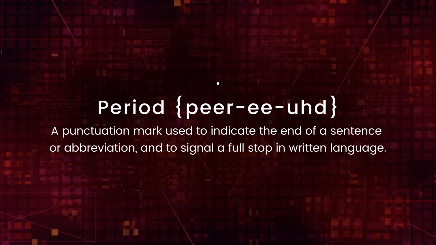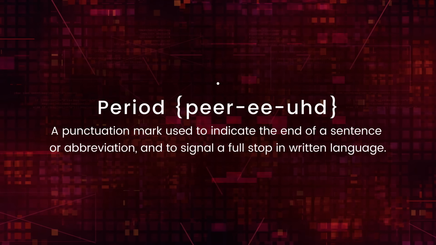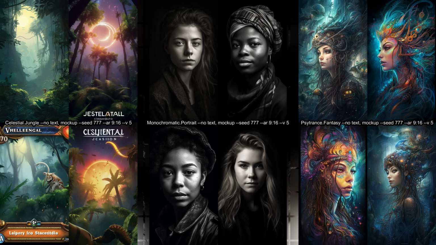Now that we've covered that, let's turn our attention to the period symbol. Period. A punctuation mark used to indicate the end of a sentence or abbreviation, and to signal a full stop in written language. I feel like I have seen some of the images already before, but there are some alterations. Again, not so happy about the Celestial Jungle images.